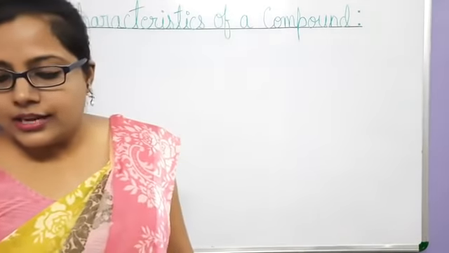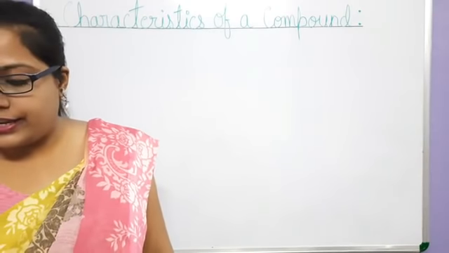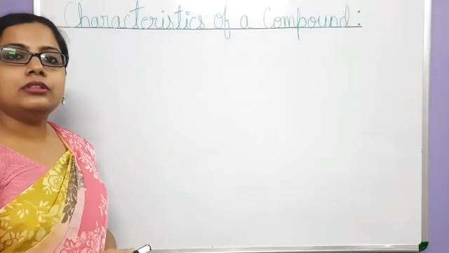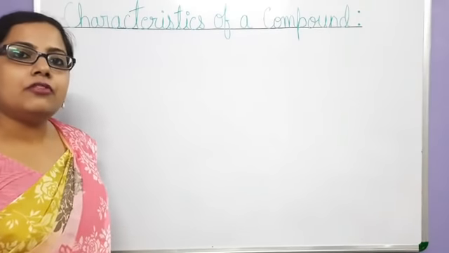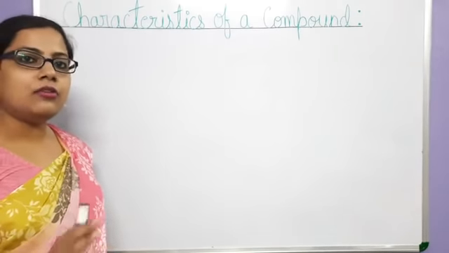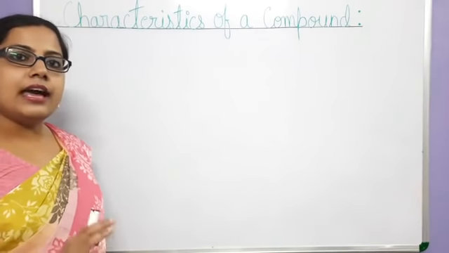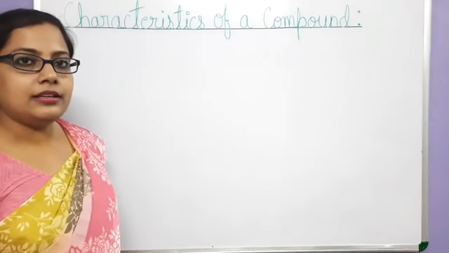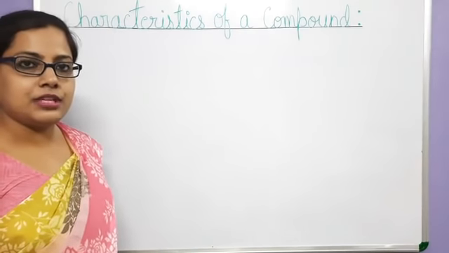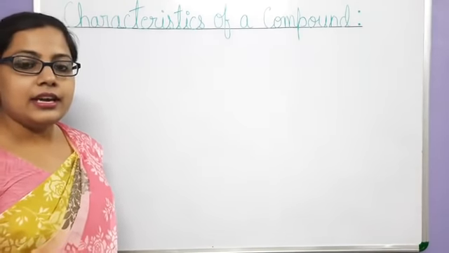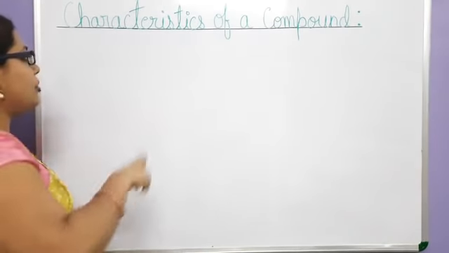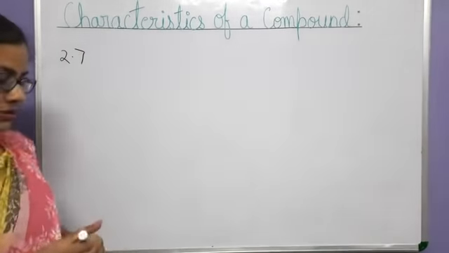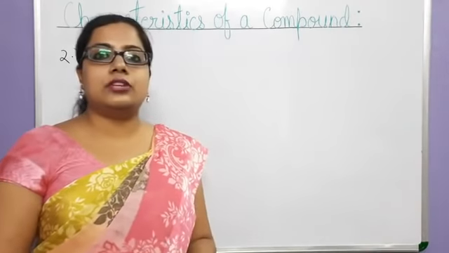Okay, so let's move to the next point, that the properties of the compound are totally different from its constituent elements. We have already discussed the first point, and in that we also discussed the various other methods by which hydrogen gas can be obtained. Now we are going to discuss the second point. The second point says that the property of the compound is totally different from its constituent elements.